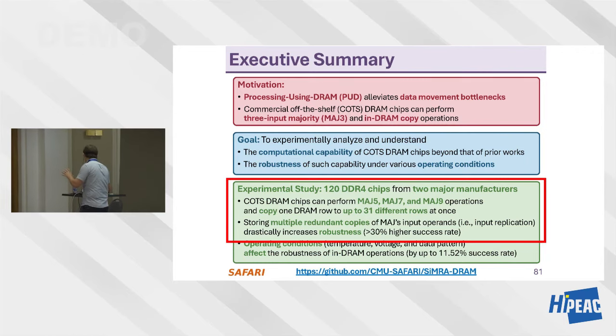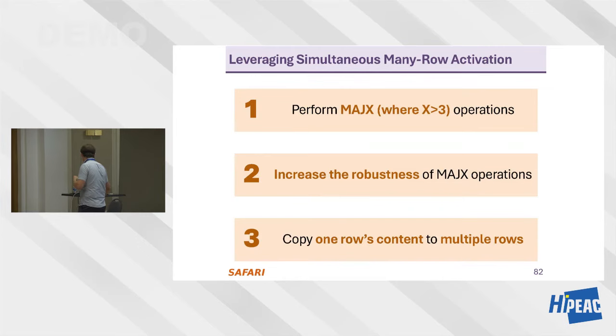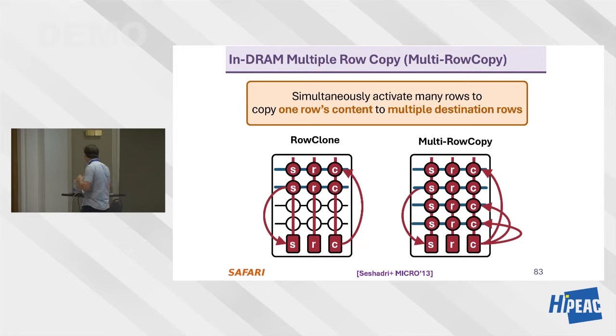I'm not going to talk about that. I'm going to talk about something else over here. So these are some of the results in the paper. You can increase the robustness of these. I'm going to talk about something even simpler, which is copying. We're going to get back to copying.